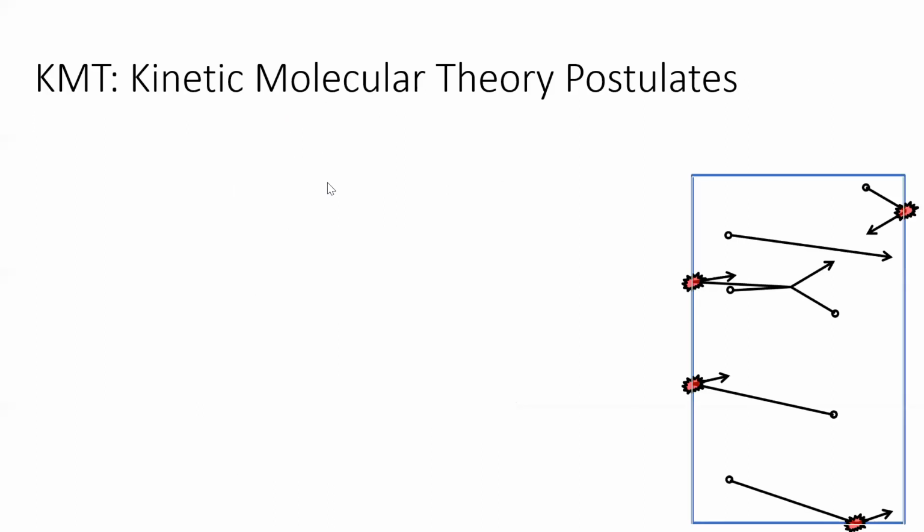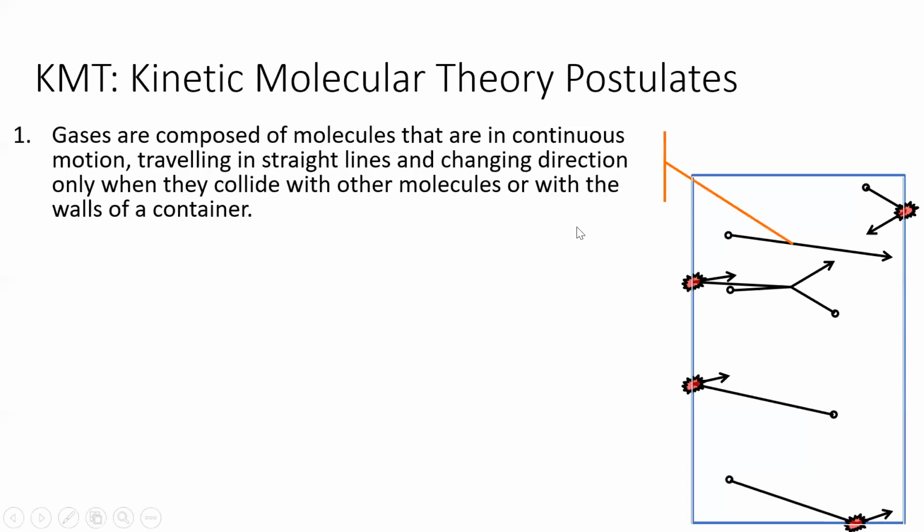Let's look at some postulates. It's called the kinetic molecular theory postulates. And we just have a picture over here. This is just a container, and it's got some gas particles in it, and the gas particles are moving around. So gases are composed of molecules. Those molecules are in continuous motion, so they're always moving around, and their temperature is directly related to how much they're moving around. They're going to be traveling in a straight line until they collide into other molecules, or they collide into the container.